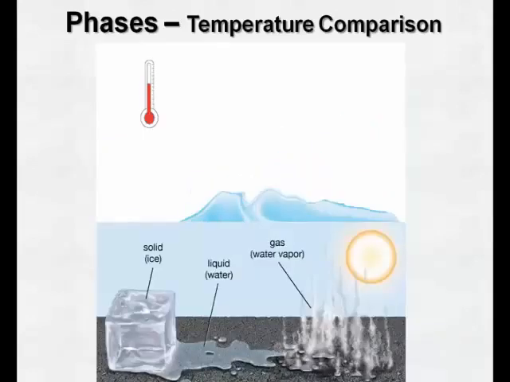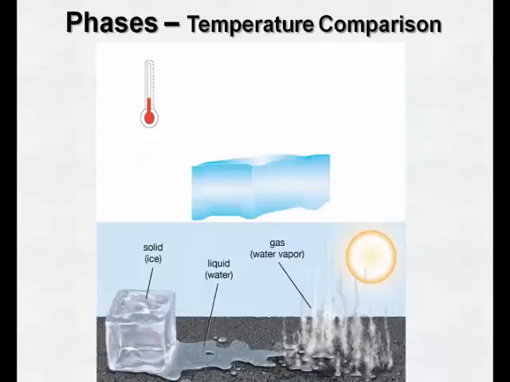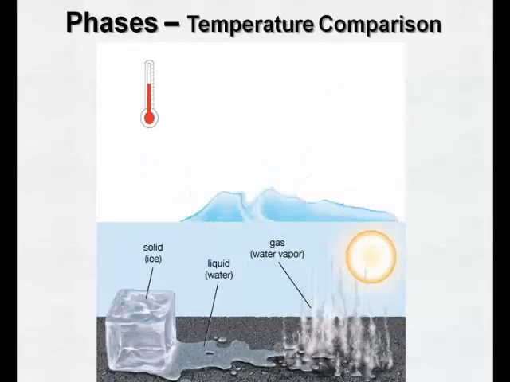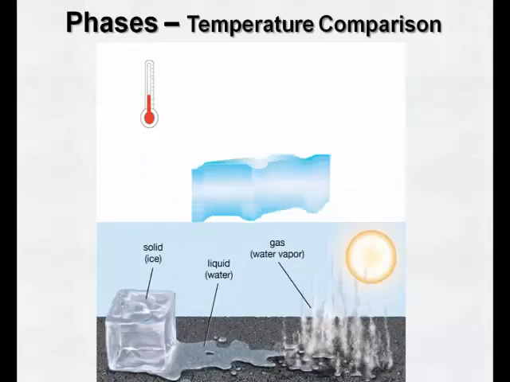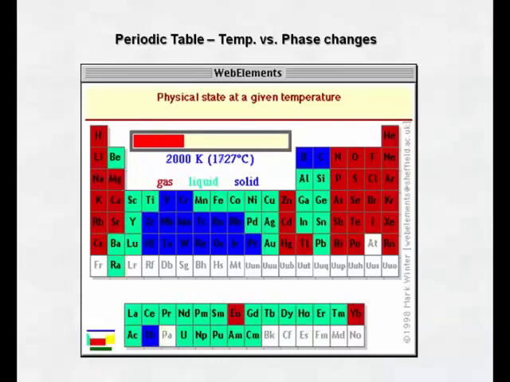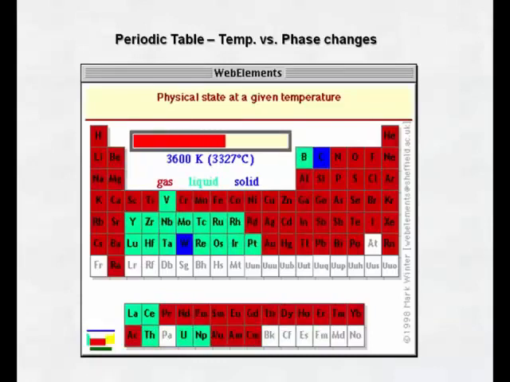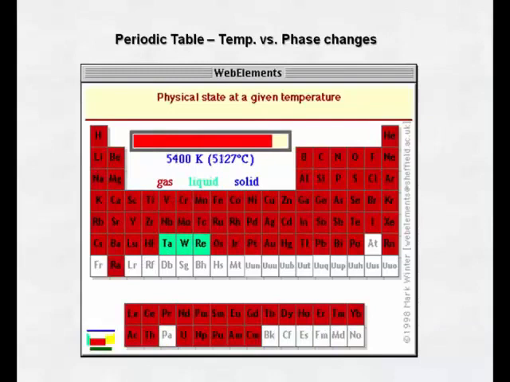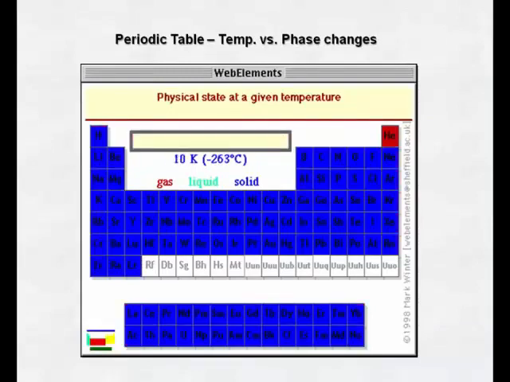This is another comparison of phase and temperature. When we increase the temperature, the ice cube forms a liquid. Again, we increase the temperature, it will be in a gaseous state. We can observe in the periodic table how the elements change by increasing their temperature. The red one is gas, the green one is liquid, and the blue color is solids.